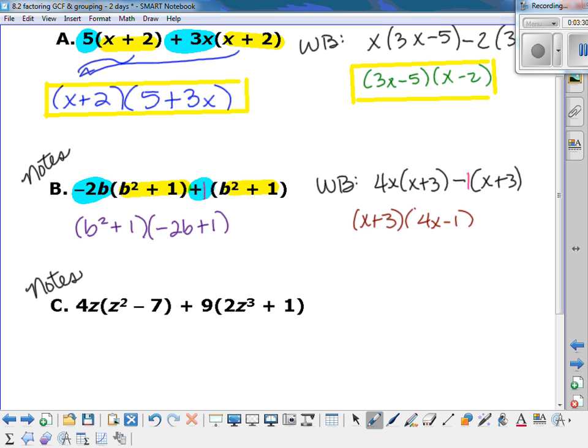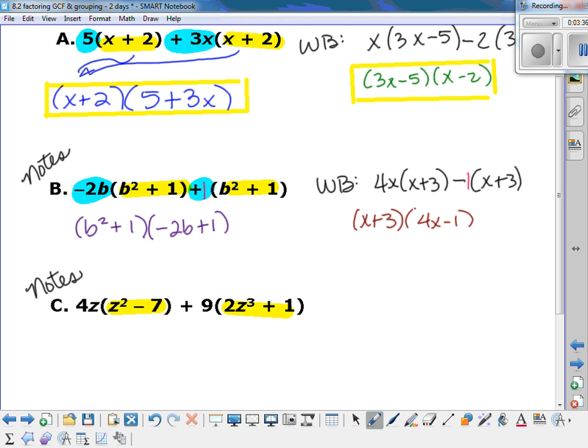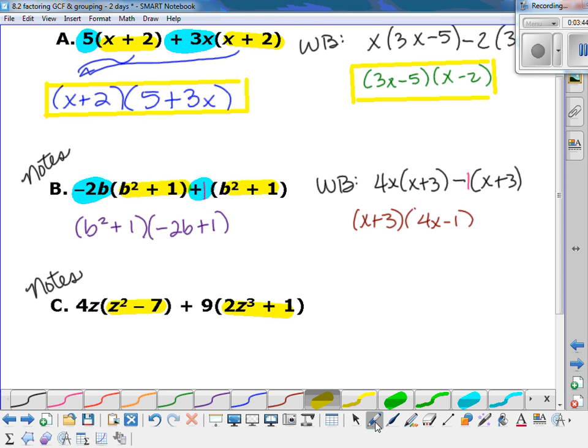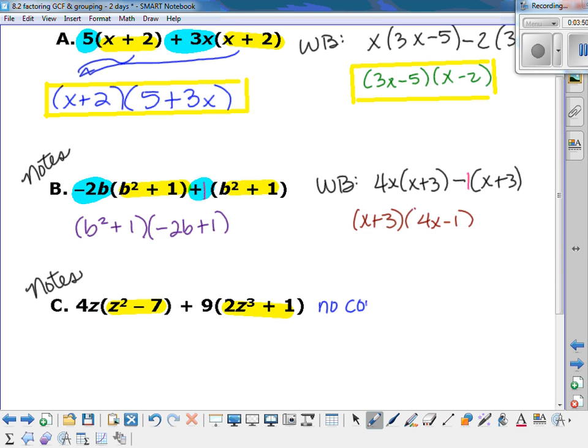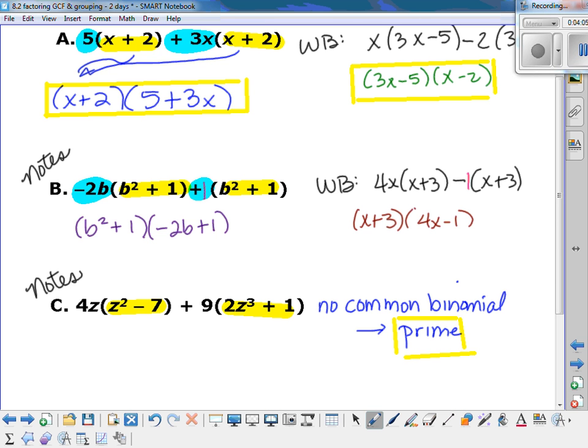For this one, if I look at my binomials, I've got z squared minus 7 and 2z cubed plus 1. Are they the same? No. So if there's nothing in common, then it's prime. You can't factor it, basically. So there's no common binomial, and that means that it's prime. It can't be factored. Okay, any questions there?